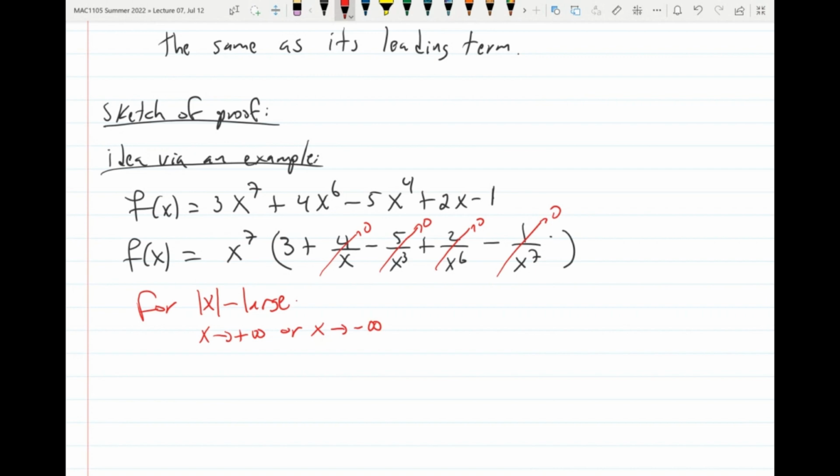So what's going to happen to the whole parenthesis? It's going to get closer and closer to this number 3. So this function is going to behave more and more like the function 3 times x to the 7. So this is for x large. When x approaches positive or negative infinity, the function f looks like this one, and this is none other than the leading term. So when you want to analyze the end behavior of a function, just look at the leading term. That's going to tell you how to begin and how to finish your picture.